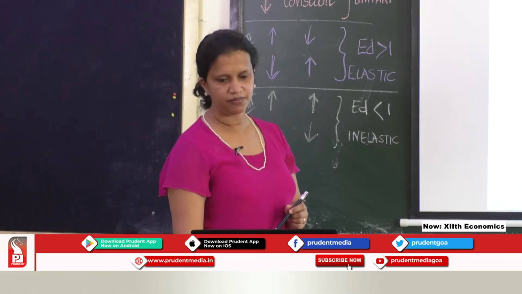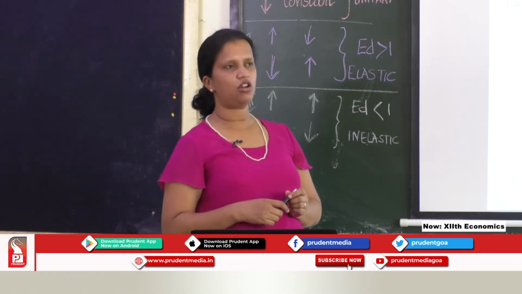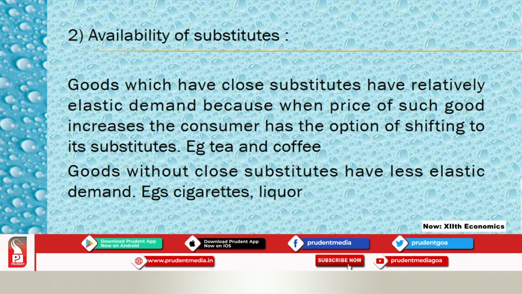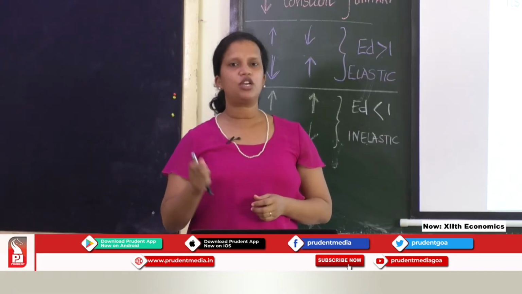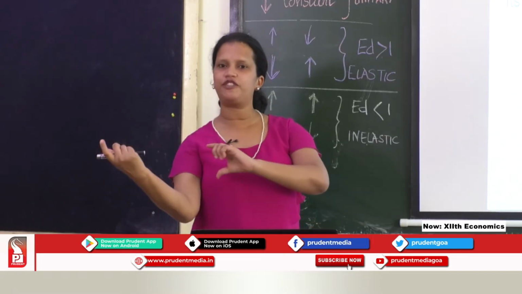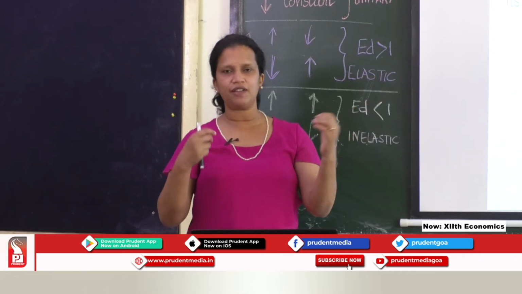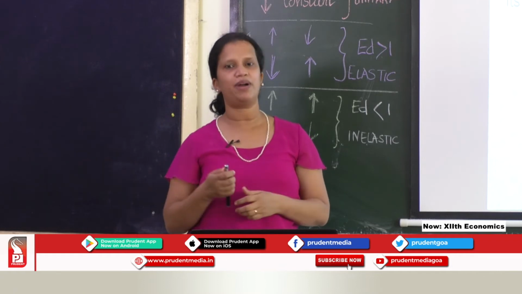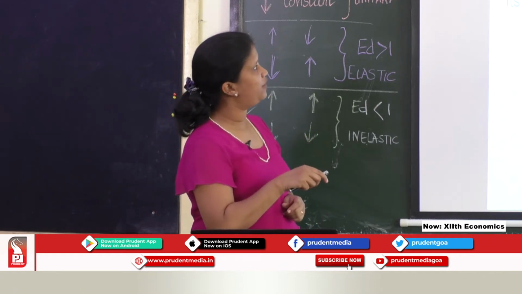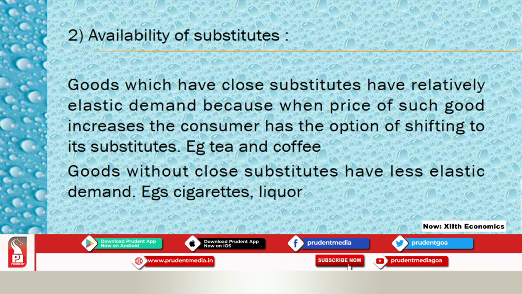Let's go ahead. The next determinant of elasticity is the availability of substitutes. All goods which have close substitutes available have an elastic demand. Why? Because the consumer has an option of shifting to another good. So, if the price of one has increased, I have the choice of changing to buying another good. Therefore, we can say that there is an elastic demand, because the consumer has a choice of choosing the substitute goods.